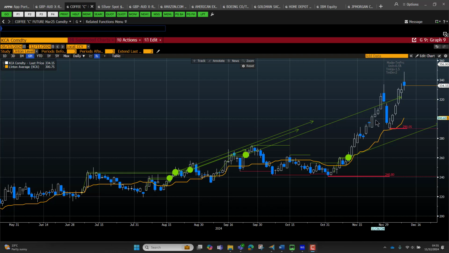Now, this is coffee. Really interesting here. Remembering these green dots are the places where the targets were actually activated. So these targets are now historic. These targets were given back in August when the price was around 240, 250, and we had targets given back then to $300. We had a target that was given in September to 320, and we're now sitting at 340. So these upside targets above the trend, we've got a new target there.